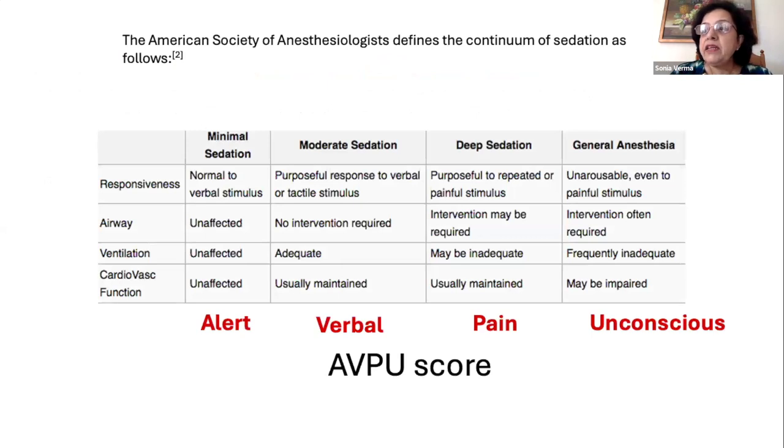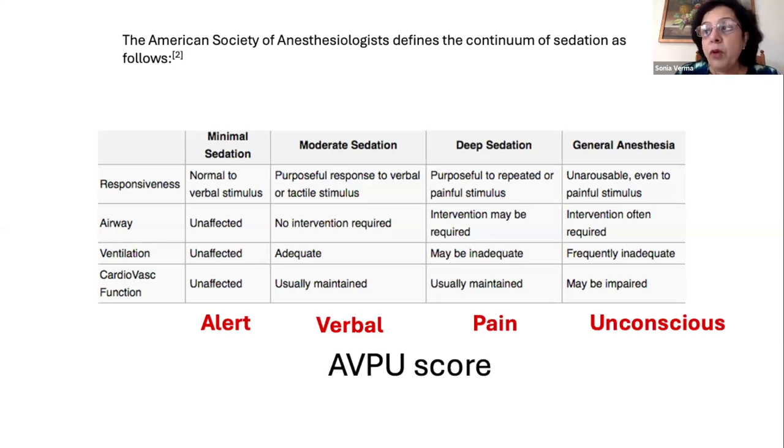When explaining the different stages of sedation to nurses, I prefer to use the AVPU score. The American Society of Anesthesiologists defines sedation as a continuum: minimal sedation, moderate sedation, deep sedation, or general anesthesia. As an anesthetist, we understand it very well. But when you're explaining it to the nurses, I go with the AVPU score.